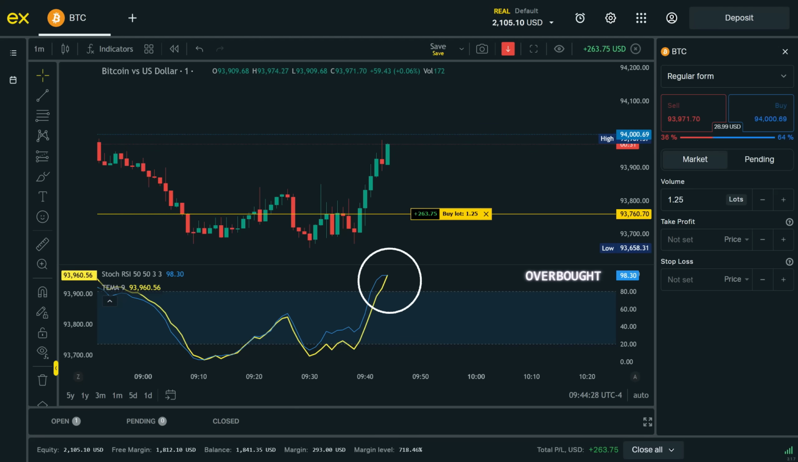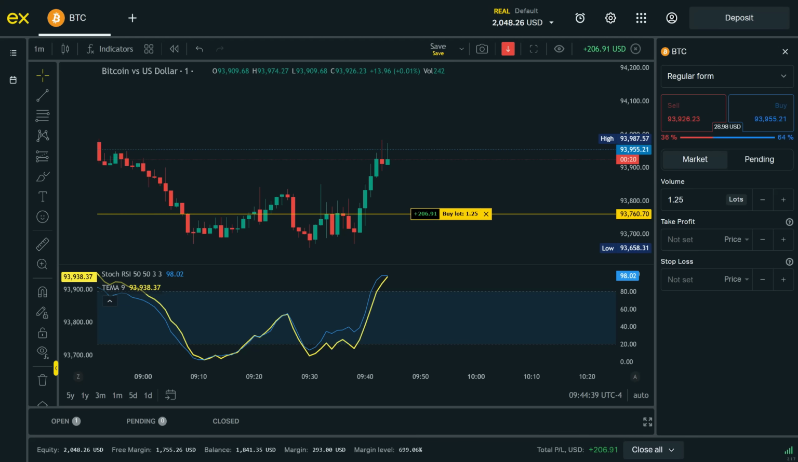I hope you enjoyed learning this simple but powerful strategy using the Stochastic RSI and TEMA. As you saw, it helps you spot clean reversals and make smart rule-based trading decisions without any confusion.